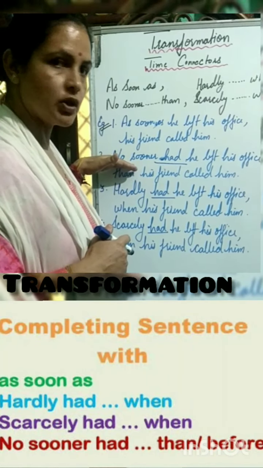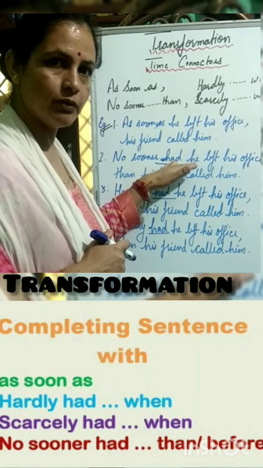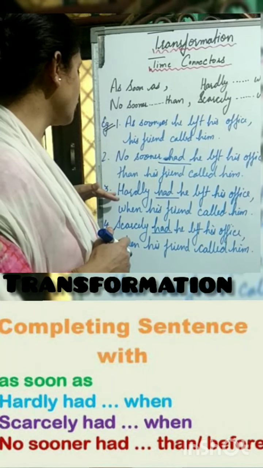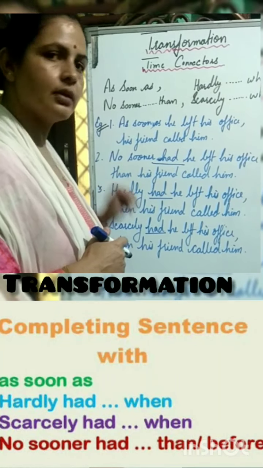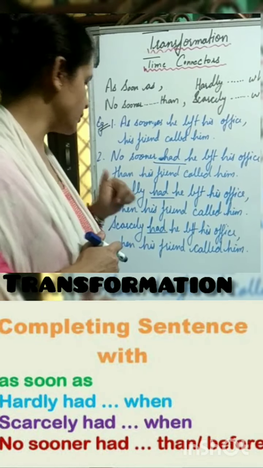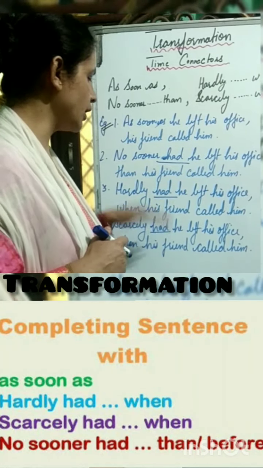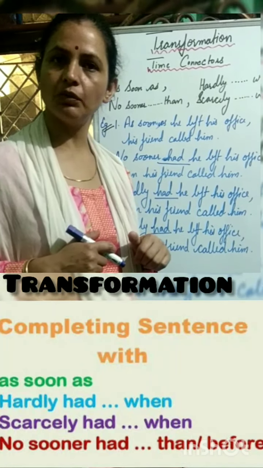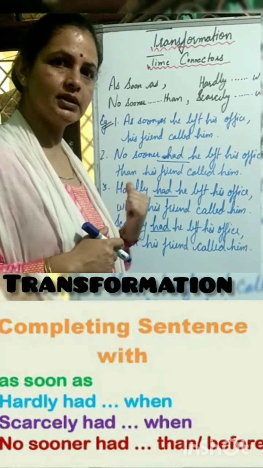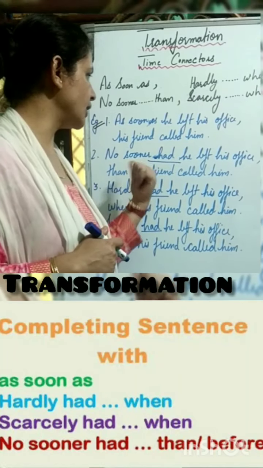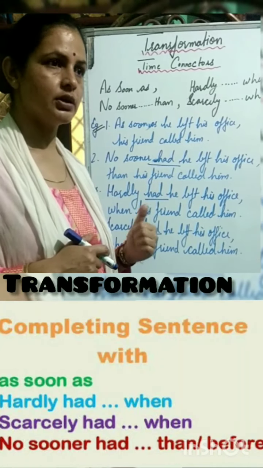The second one is starting with no sooner. That's why the helping verb is placed before the subject. And the third one, hardly, that is a negative word, and that's why the helping verb is placed before the subject. In the fourth one, scarcely is a negative word, and that's why the helping verb is placed before the subject. So whenever the sentence starts with a negative word, we write the helping verb before the subject.